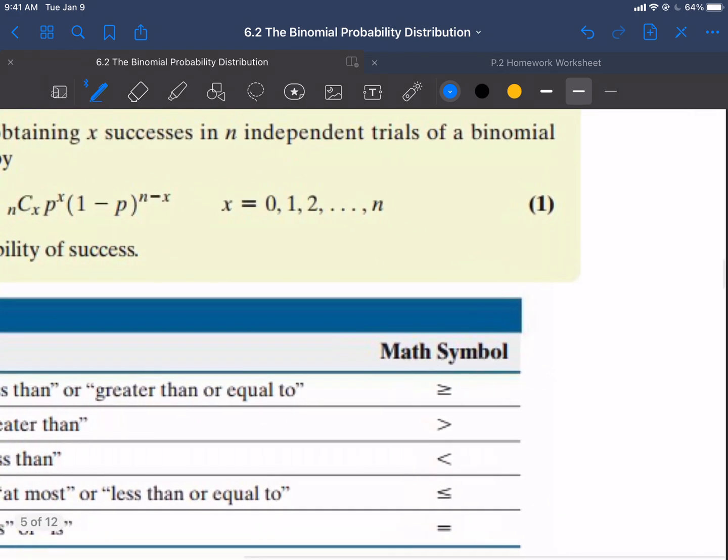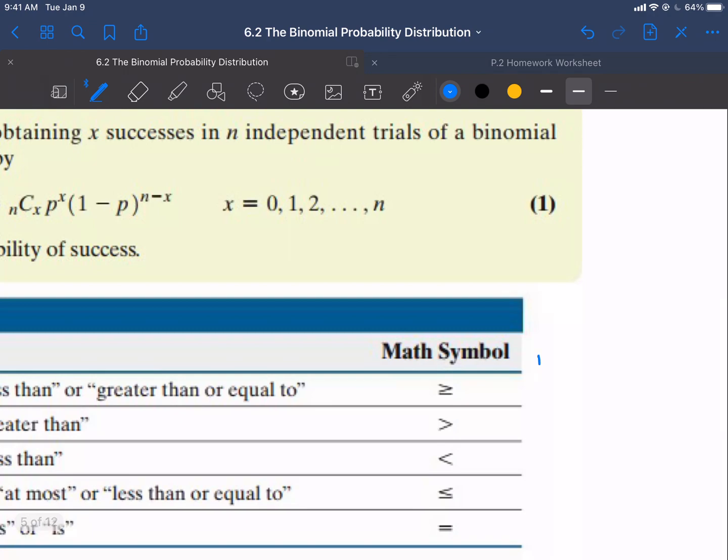I'm going to rewrite this off to the side. We have n choose x times the probability to the x power times 1 minus p raised to the n minus x. So n choose x is the number of ways x successes are possible. Number of ways for x successes.